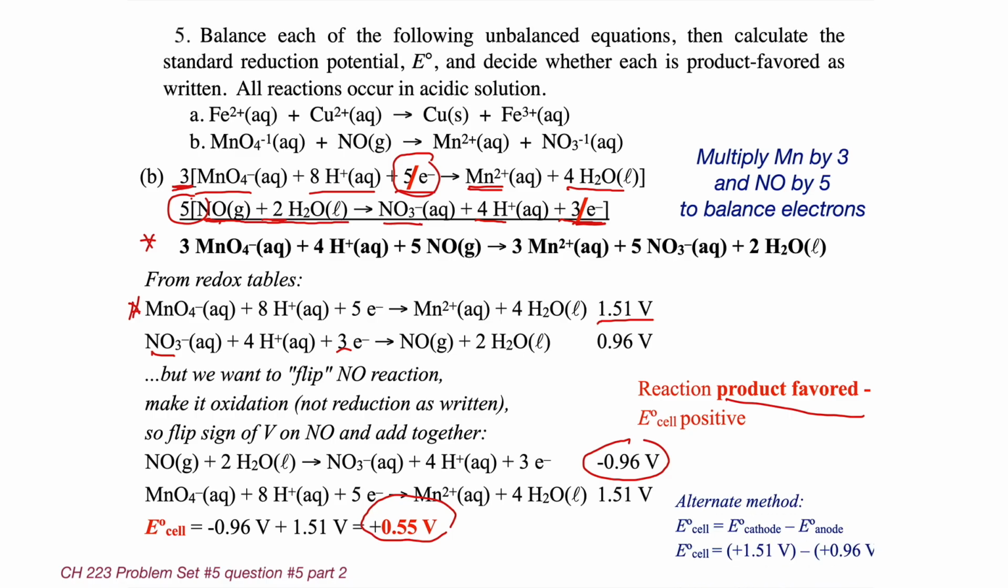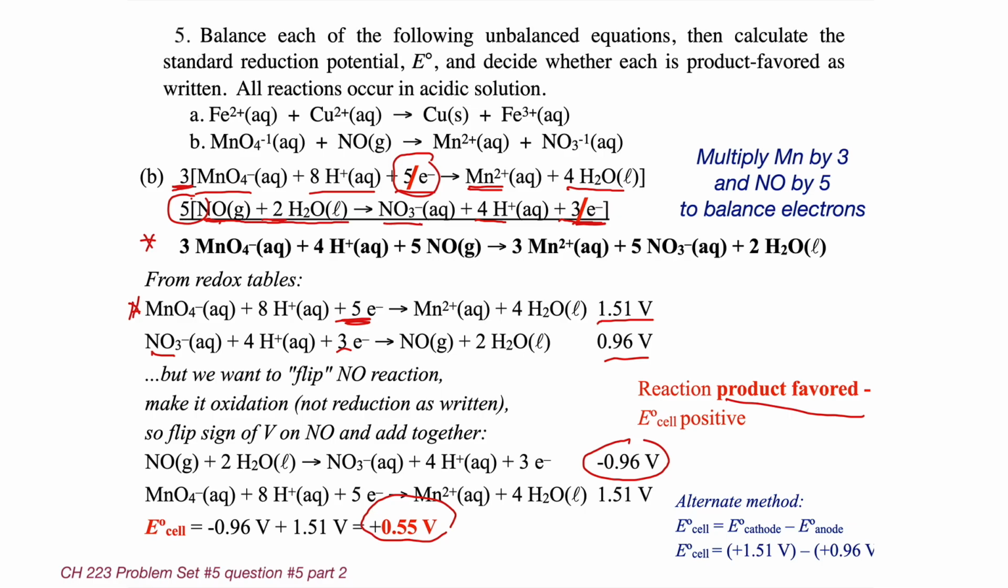Like before, if you want, you can go cathode minus anode. So the cathode, where we want the reduction to happen, the permanganate, is 1.51, and the anode, where we want the oxidation to happen, would flip this one. I don't like that as well, but it is something that people find helpful sometimes, and you're welcome to use it. Just don't get them mixed up.